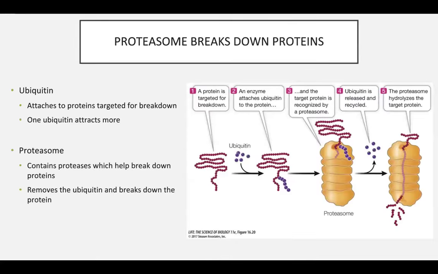And then lastly, as we mentioned about regulation of protein breakdown, you have proteasomes, which break down proteins. You have ubiquitin, which attaches to proteins targeted for breakdown. So as ubiquitin is attached to the protein, that target protein is then recognized by a proteasome. Ubiquitin is then released. That proteasome is able to hydrolyze that target protein and then break it down.